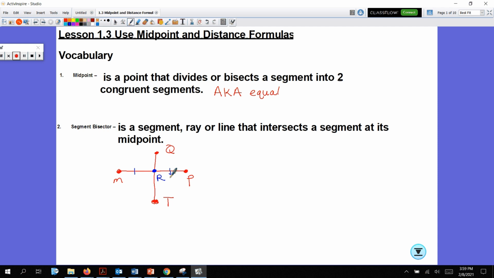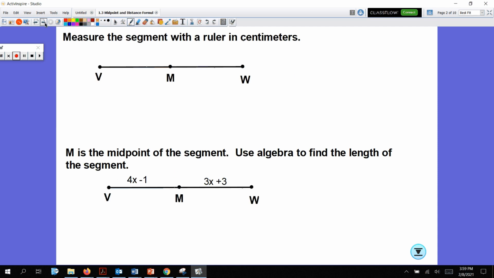All right, we can measure the segment with a ruler in centimeters on the bottom here, but I'm going to just say it, because obviously my screen is ginormous, and I don't know if I gave you all a ruler. I'm telling you that these are congruent, right? The notation would be a little hash mark here. I can also say that the segment VM is congruent to the segment WM. I could have said MW too, it doesn't matter, okay? Just remember that this means congruent.